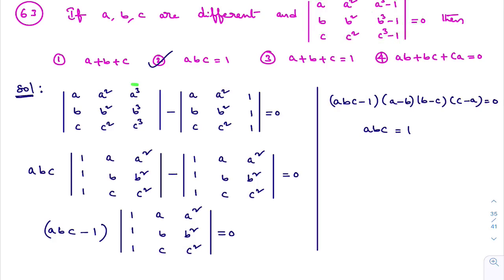Look here: a, b, c; a square, b square, c square; and I have written a cube, b cube, c cube. Minus, see here, a, b, c; a square, b square, c square; 1, 1, 1 I have written. I hope you are understanding. Now from the first row I'll take a common, from the second row I'll take b common, and from the third row I'll take c common. Then you will get like this.